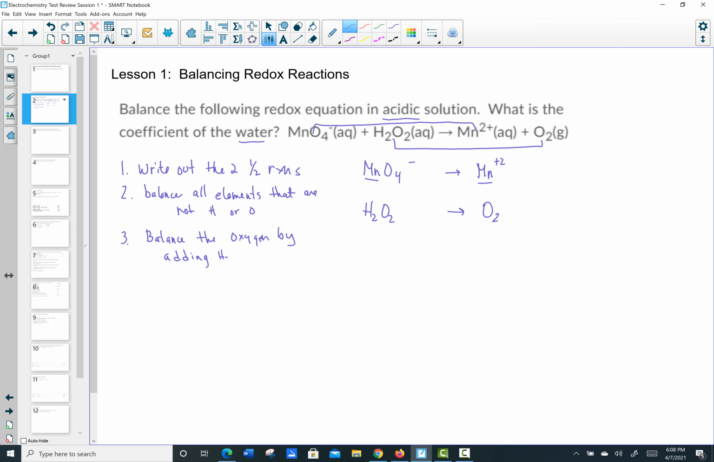So let's test this out in the first reaction. Notice on the left side there are 4 oxygens, and on the right side of this half reaction there are none. I need to add 4 waters to the right side so that the oxygens match. Let's do the second half reaction. On the left, there are 2 oxygens. On the right, there are 2 oxygens, so we're done. The fourth step is to balance the hydrogens.